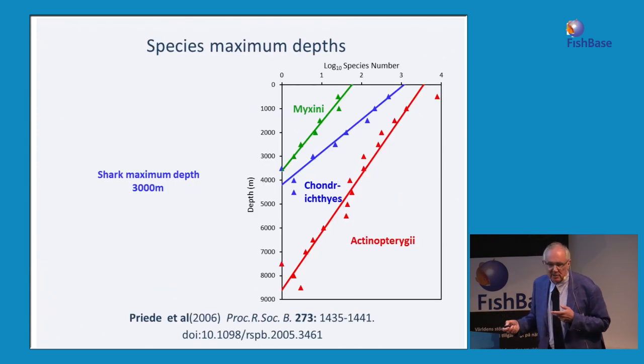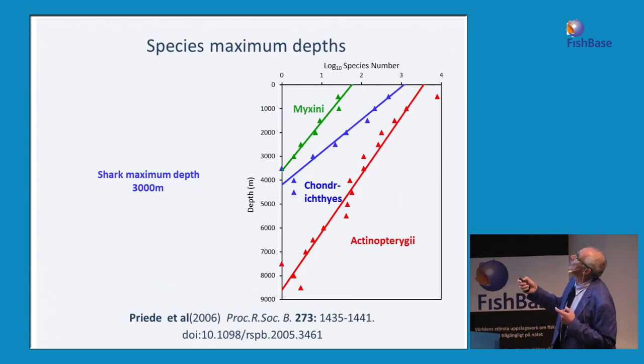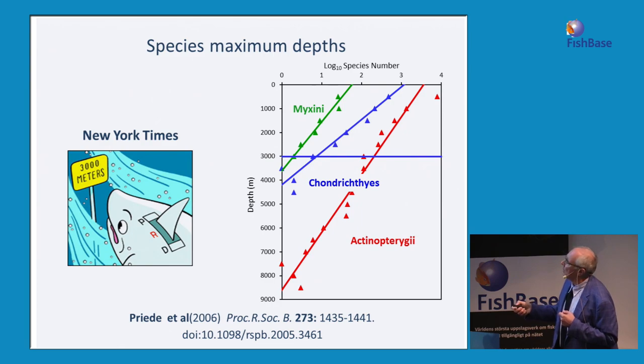We can plot the same data in a different way. This is the number of species against depth, and we get nice regression lines. So the maximum depth for Chondrichthyes is about 4,000 meters. This is a cartoon from the New York Times where they picked up this story that sharks never go deeper than 3,000 meters. They throw themselves into reverse gear.